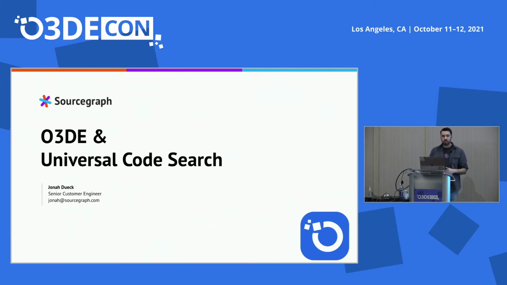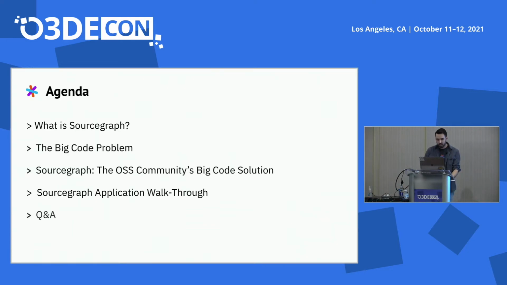So today we're going to explain to you what Sourcegraph is and the problem of big code that we're solving. And then we're going to do a live demo of the application itself and walk you through some example use cases and workflows and show you how you can use it as you contribute to the Open3D Engine project. So quick overview of our agenda today.